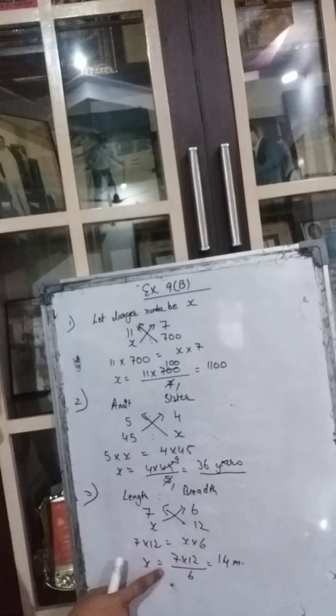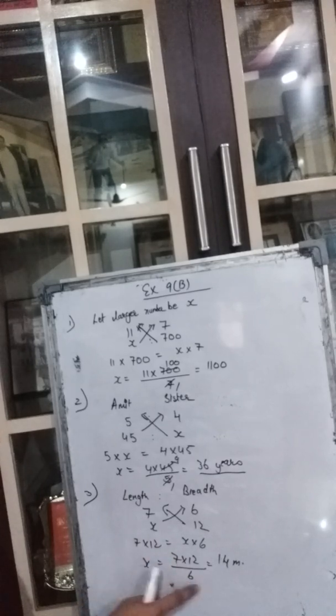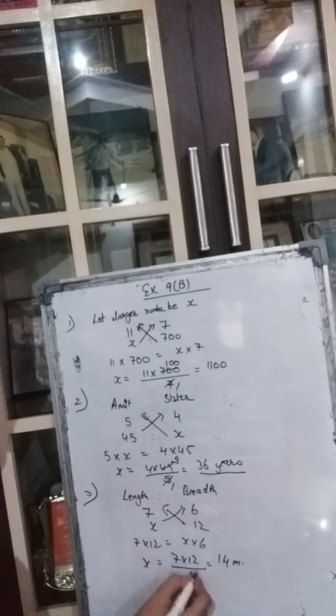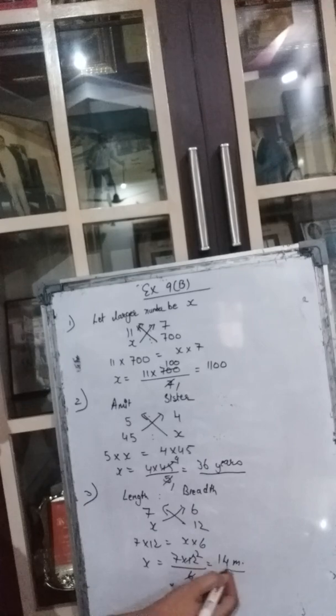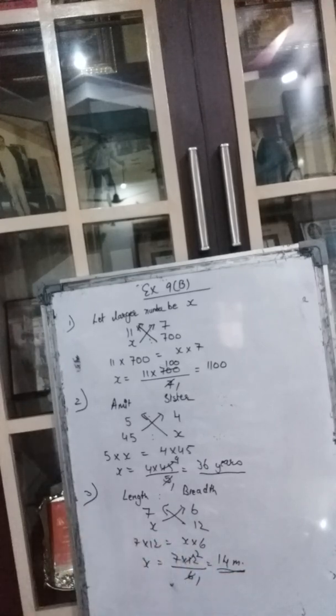We can write x is equal to 7 into 12 upon 6. 6 was getting multiplied, so it will get divided here. So 6 ones are 6, 6 twos are 12. So 7 twos are 14 meters is the length. Is that clear?